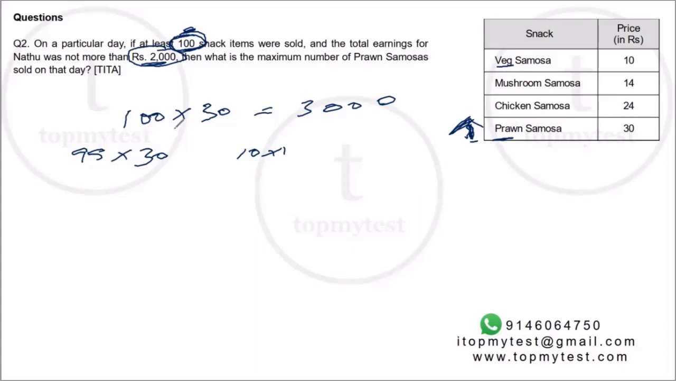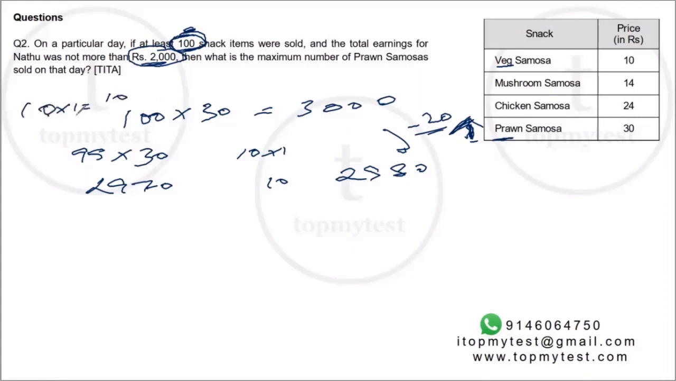You can verify this. 99 into 30 will be 2970. 1 into 10 is 10. So we'll get 2980. So a drop of 20 rupees. But the number of items remains the same. 99 plus 1, total items are still 100. Why are we doing this? We are trying to first maximize the number of prawn samosas and then try to reduce the revenue as quickly as possible.